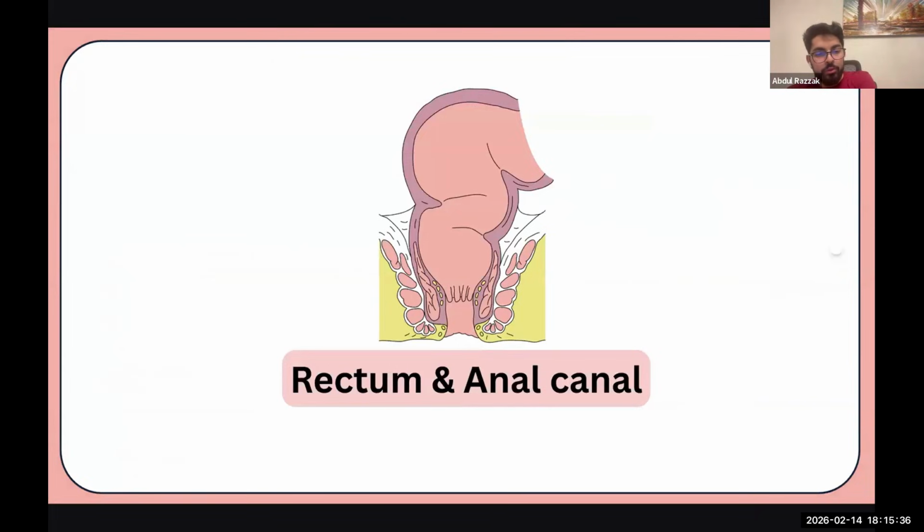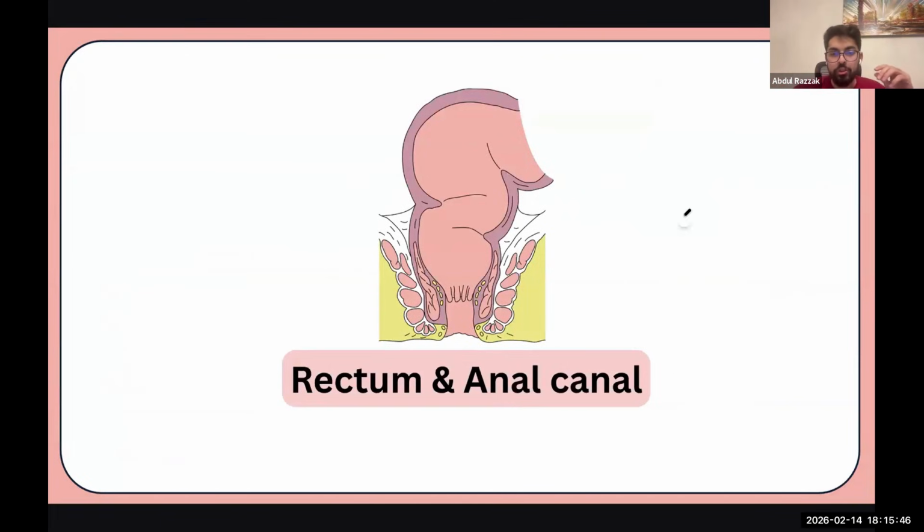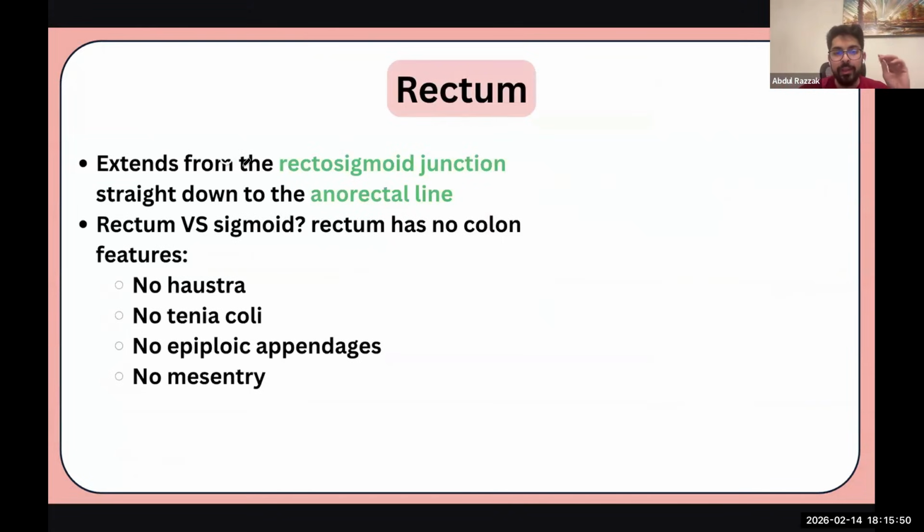But moving on downwards toward the rectum and the anal canal. So the rectum is the part of the GI tract that is straight. In Arabic they call it al-mustaqim because it is the straight part of the GI tract. So once you are in the straight part of the GI tract, you know you are in the rectum. It extends from the rectosigmoid junction, basically where the colon ends, straight down to the anorectal line. The anorectal line is where the rectum ends.